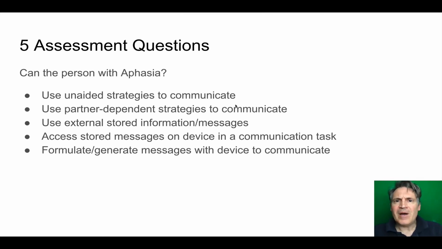Another way to think about working with people with aphasia is to ask yourself 5 basic assessment questions. Can the person use unaided strategies to communicate? Because this is going to be really big, and what you're going to find for individuals with aphasia is that they may have a strong preference toward using unaided modes, and you've got to consider that and slot in the times where you can just say, hey, we're only going to use this high-tech system because it's going to meet all your needs. No, you've got to say, what are the strategies that they're using?